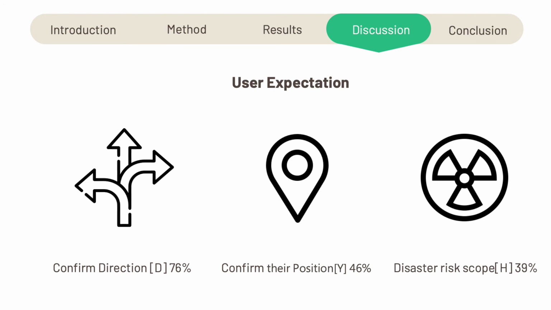46% believe that the reading order should first confirm their position and then look for the correct destination. 39% felt that knowing the disaster risk scope after identifying their location was helpful in deciding their destination. It will be helpful if an evacuation map meets all these conditions.